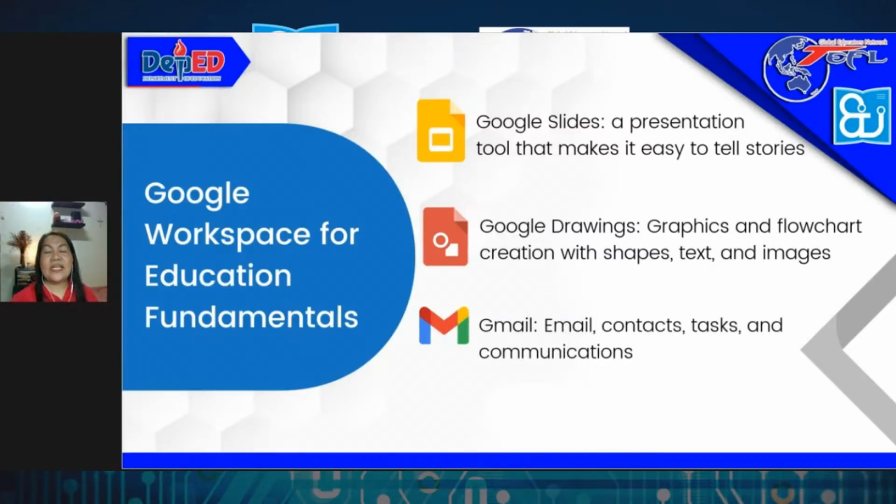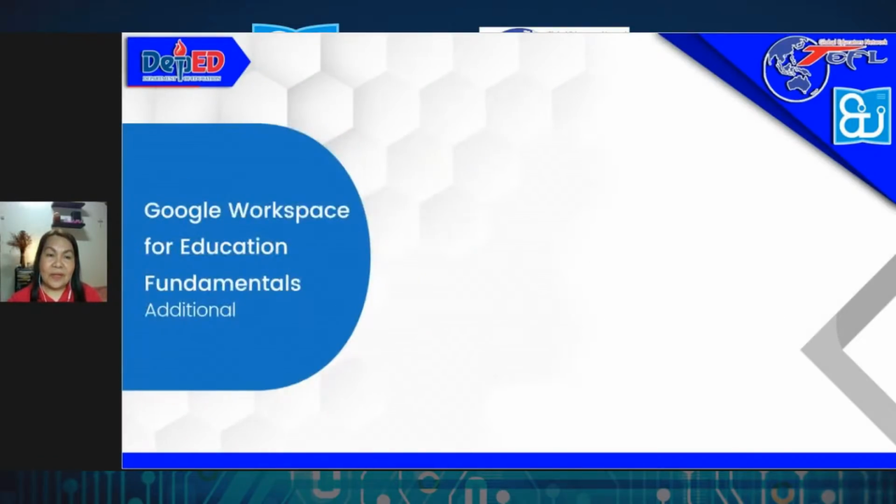Another thing is Gmail. Email, contacts, tasks, and communication. Gmail has a new look for the features you already use, plus new ways to organize your inbox, view upcoming events, and take action on email. Another thing is the additional functions of Google Workspace fundamentals that we can reuse in our teaching and learning.